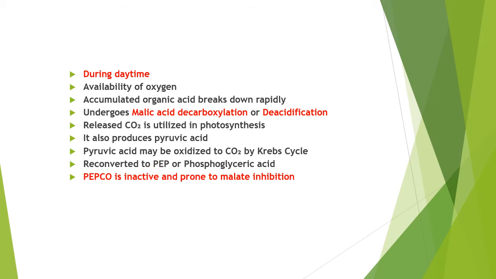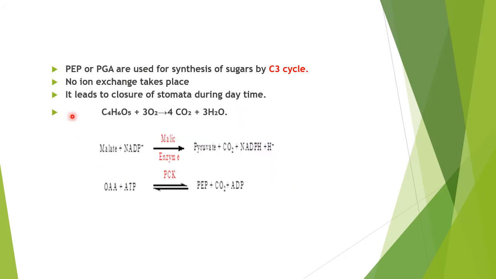As a result, what will happen now? PEP or PGA are used for synthesis of sugar by the C3 cycle. That means during daytime, instead of PEPCO, Rubisco is fixing the carbon dioxide now. And there is a carboxylation that results in the formation of carbohydrate during daytime. So no ion exchange takes place. It leads to the closure of the stomata during daytime.